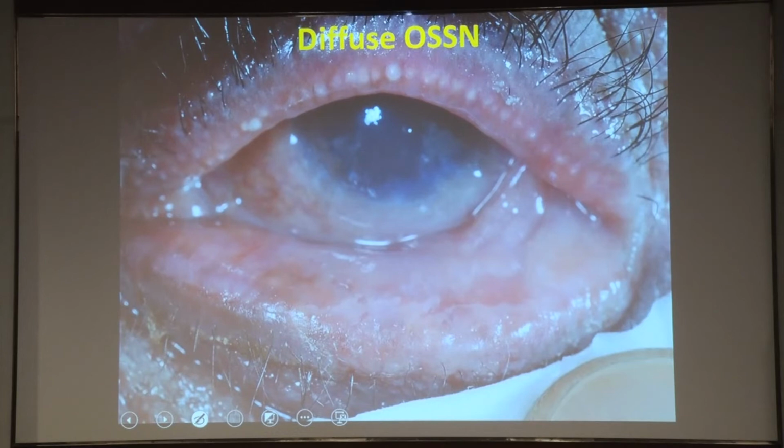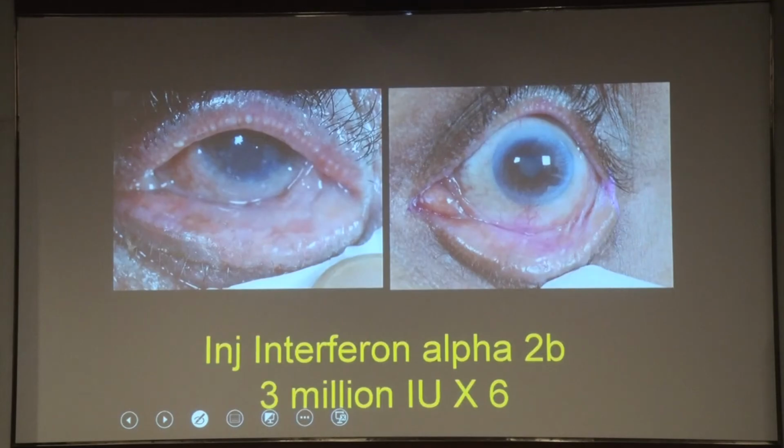Next is extensive tumor. In an extensive tumor where the only surgery you can do is orbital exenteration, you can offer them topical therapy. This is of course not 100% successful. Maybe half the patients will resolve with this. This is a patient who had palpebral as well as bulbar conjunctival involvement and resolved with injection interferon.